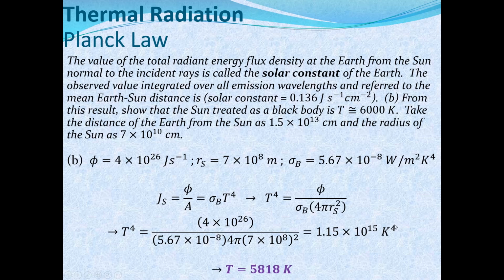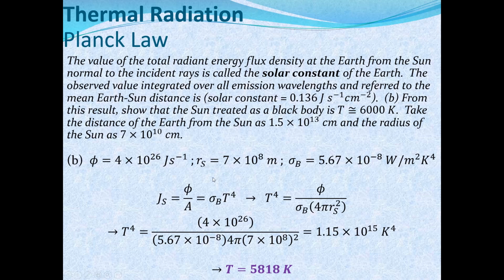So when we take the fourth root, what we end up getting is 5,818 Kelvin, which is approximately equal to 6,000. So by setting this generic definition for energy flux density equal to our definition of a black body radiation setup, we get that the sun actually could be considered a black body that is working at this temperature. So that's the whole thing.